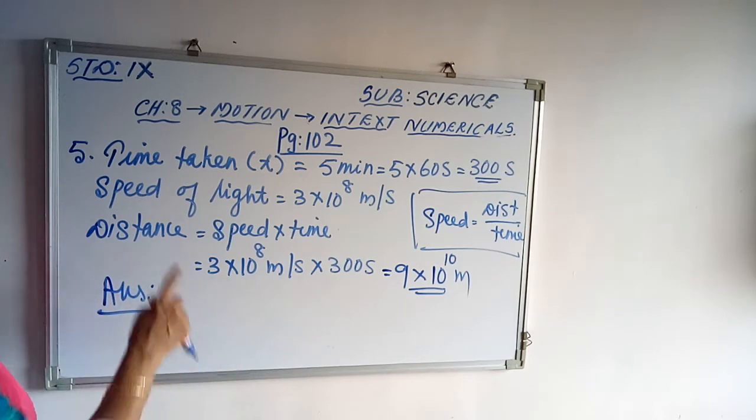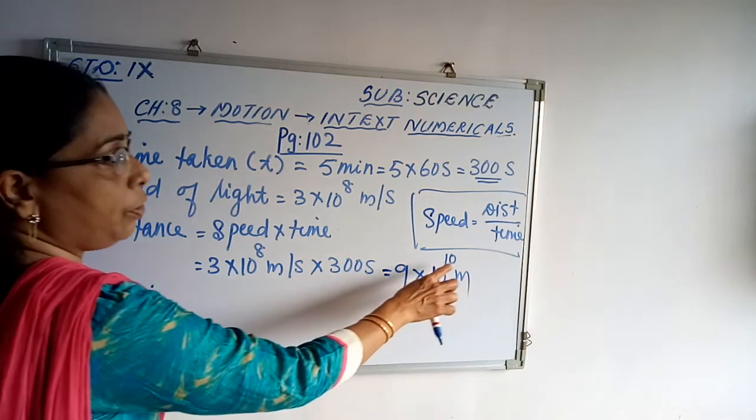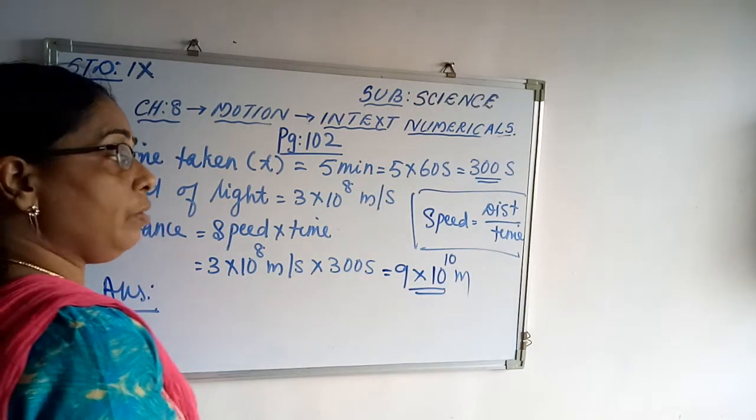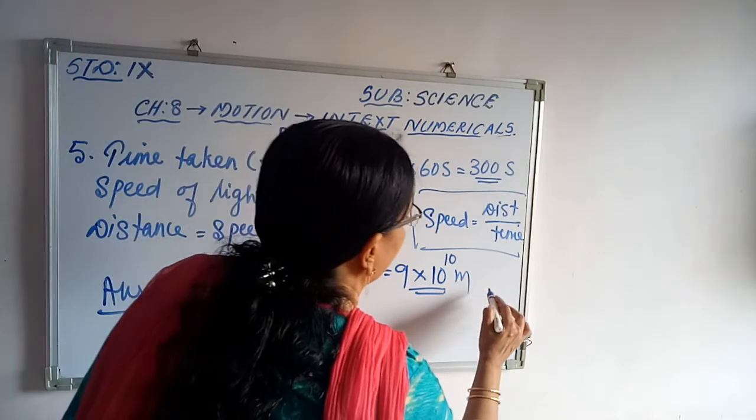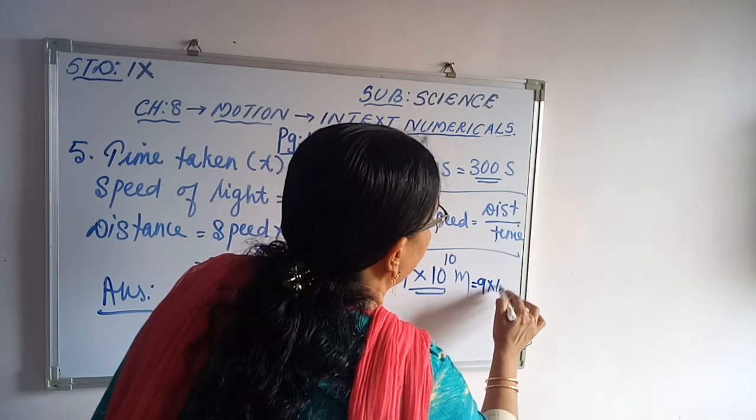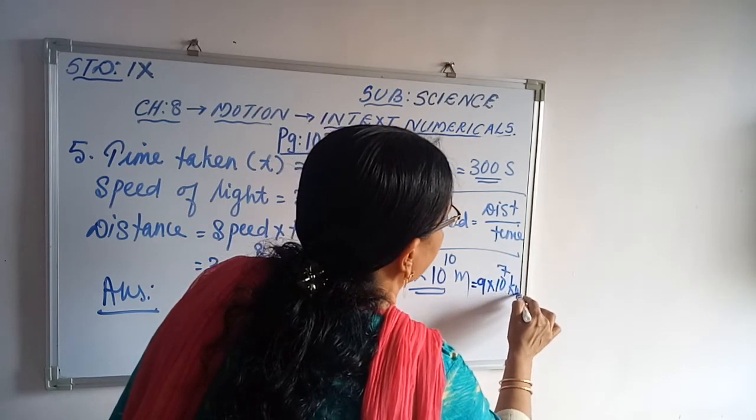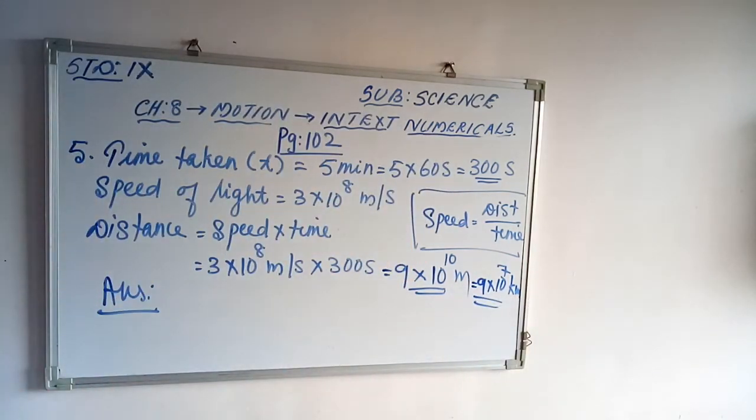What's the final answer? Distance of the spaceship from the ground is 9 into 10 raised to 10 meter, or if you write it in kilometer, how can you write that in kilometer? 9 into 10 raised to 7 kilometer. That also you can write. I hope it's clear to you.